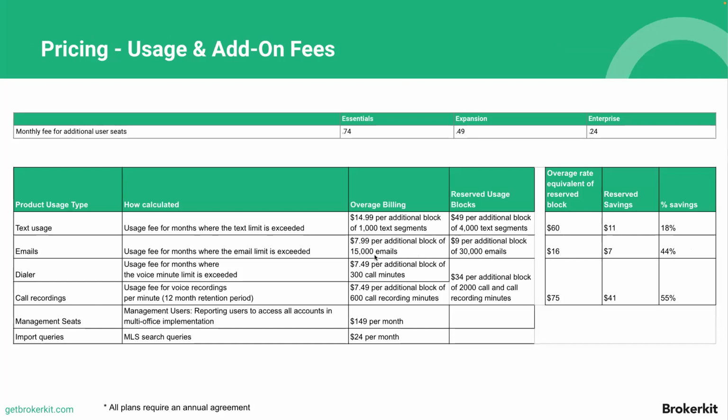$7.99 for an additional block of 15,000 emails, $14.99 for an additional block of 1,000 text segments, etc. So if you go over, it's not a big deal. You just get another block of usage there. But our system's designed to cover what about 75% of brokerages do. So it should cover you. But if it doesn't, then it's a nominal cost to add additional communication. I see.